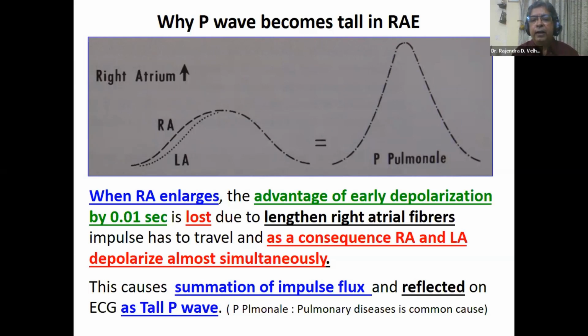Now, this is also designated as the P pulmonale, because the diseases of the lungs, generally pulmonary diseases, are the cause of right atrial enlargement. So whenever there is a right atrial enlargement, the P waves will become tall. Whenever there is a left atrial enlargement, the P wave will become wide.